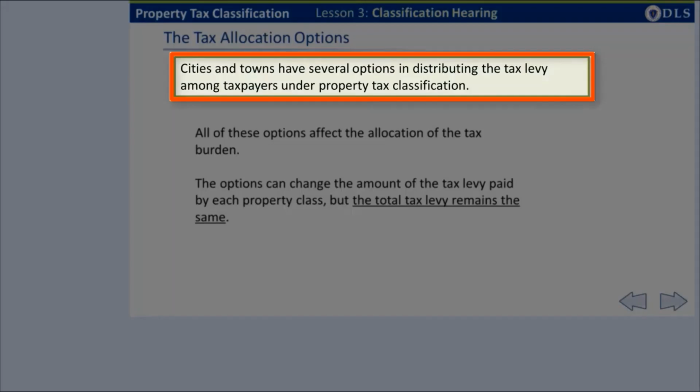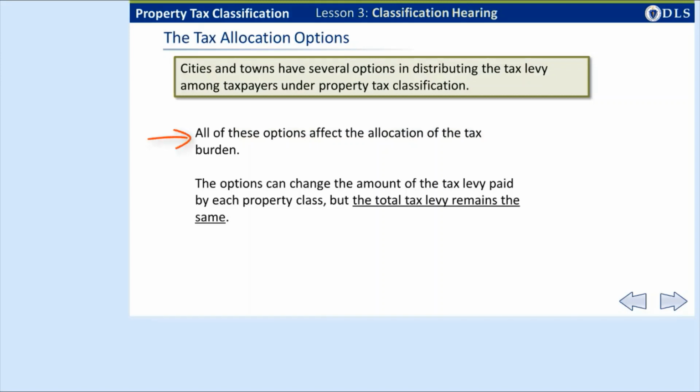Cities and towns have several options in distributing the tax levy among taxpayers under property tax classification. All of these options affect the allocation of the tax burden. But remember, they can change the amount of the tax levy being paid by each property class. But the total tax levy remains the same.